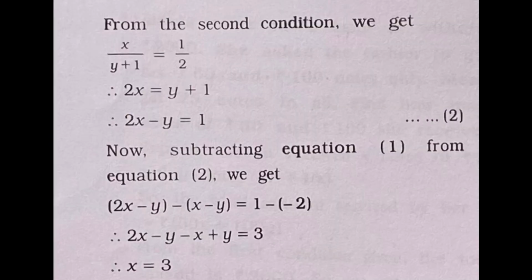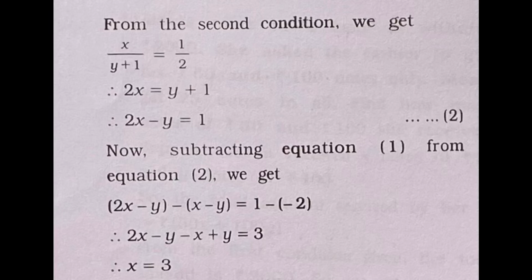The second condition given to us is the fraction becomes 1 by 2 if we only add 1 to denominator. So when we add 1 to denominator, it will become y plus 1. So now x upon y plus 1 is equal to 1 by 2, which means that 2x is equal to y plus 1, or you can say 2x minus y is equal to 1. Call it equation number 2. Now we have to solve equation 1 and equation 2 and obtain the values of x and y.